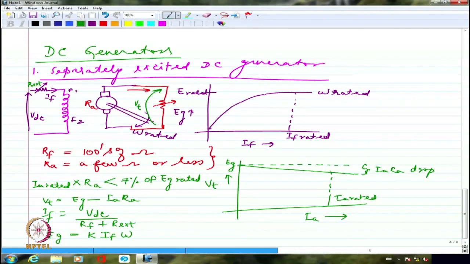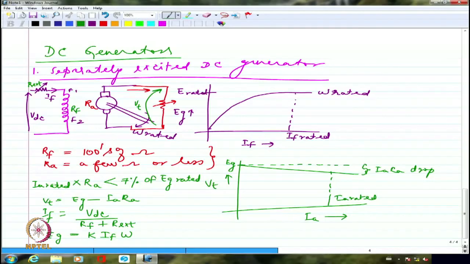RF is the field resistance, the inherent field resistance, which will be of the order of 100 to 150 ohms or whatever. So this is the field resistance. These are the equations which govern the operation of a separately excited DC generator.